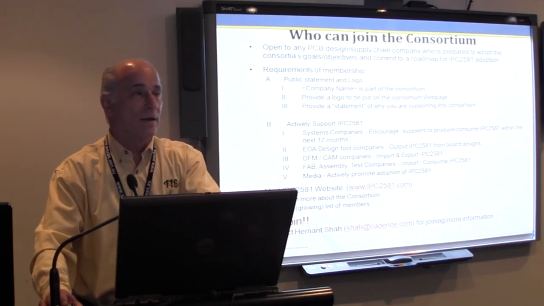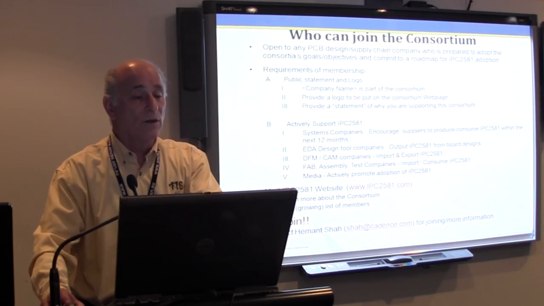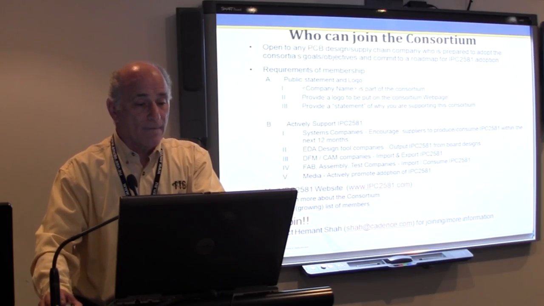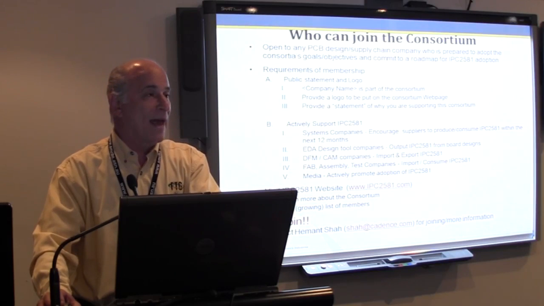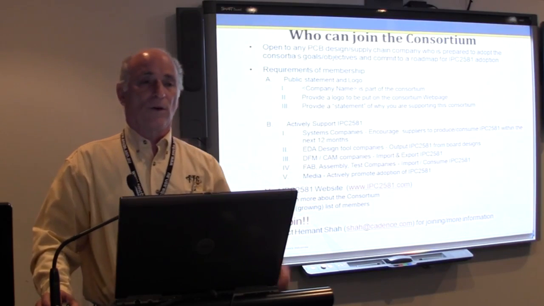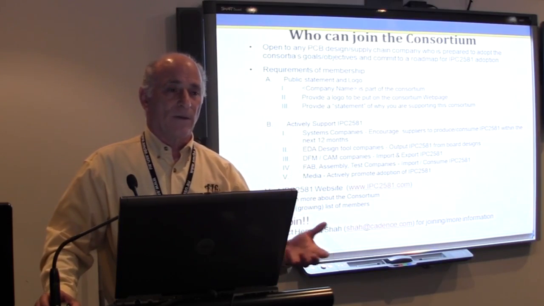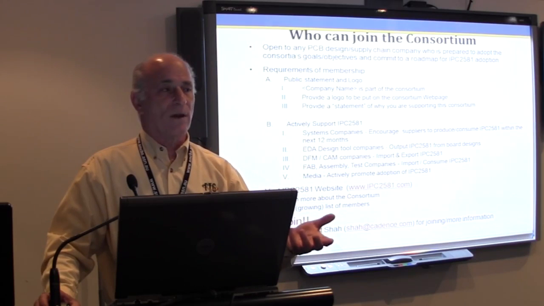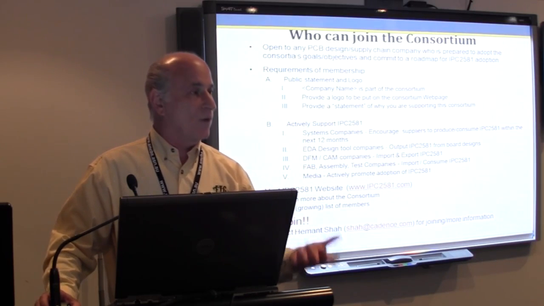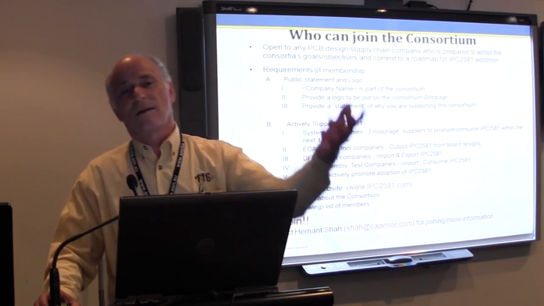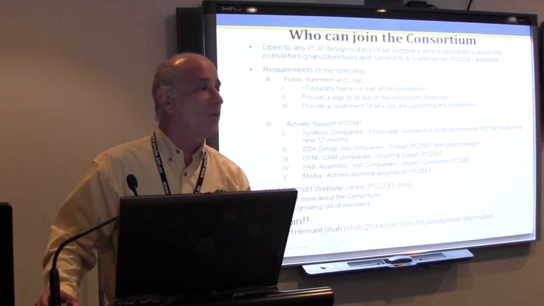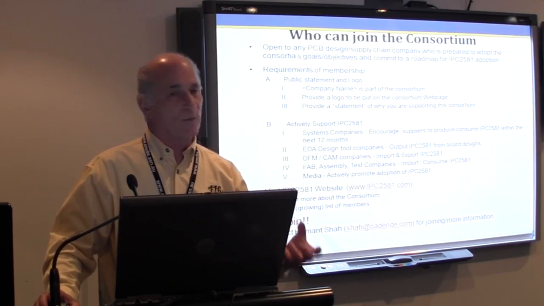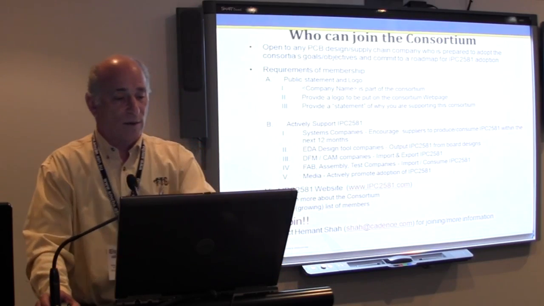It's as simple as that. You open a website and you go ahead and join it. All right? Actively support 2581. You talk it up in your DFMs and your fab. You ask for it. Your CAD company, if it's not one of those, your board suppliers, anybody else downstream. If you ask for it long enough, and you threaten to not give them the job or something like that, they'll put pressure on their suppliers to give them the software support that's necessary.